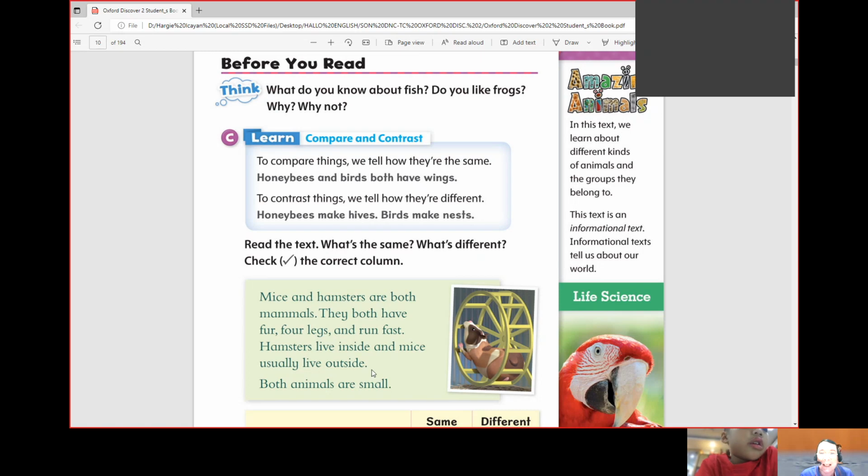So when we say contrast, again, how they differ. What are their differences? Where did the hamsters live? Inside. What about the mice? Outside. Very good. So hamsters lived inside, and mice lived outside. That's contrast. Okay.